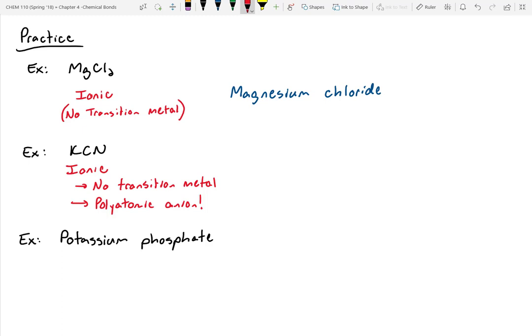Okay, so let's try to break it down. We know the first part has to be potassium. Does anybody remember what CN is for the polyatomic? Cyanide.